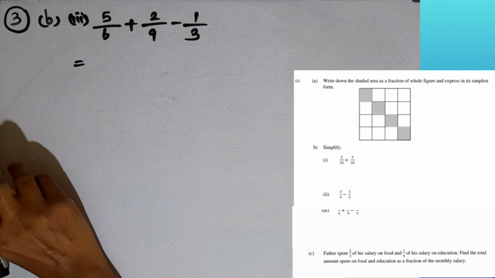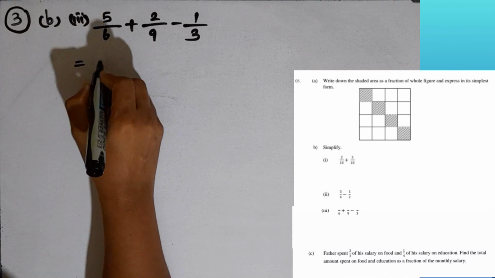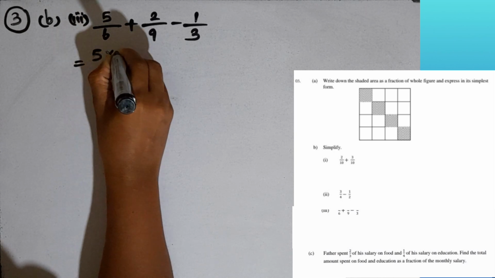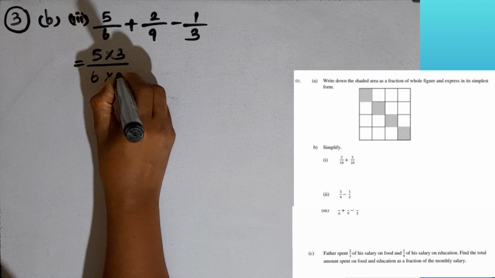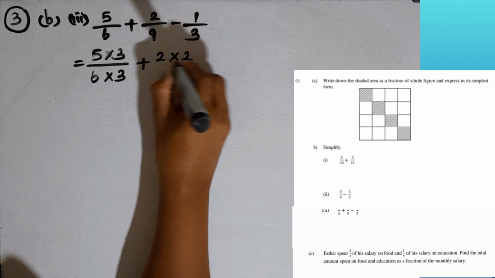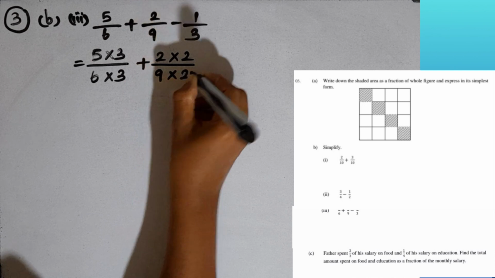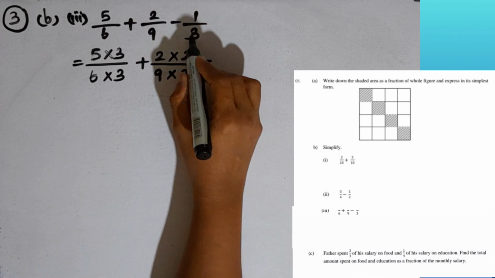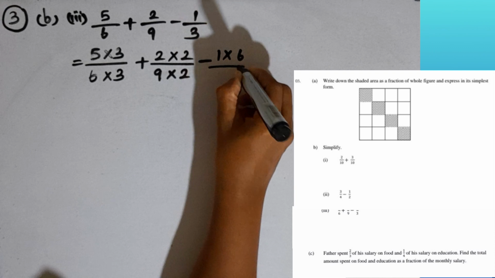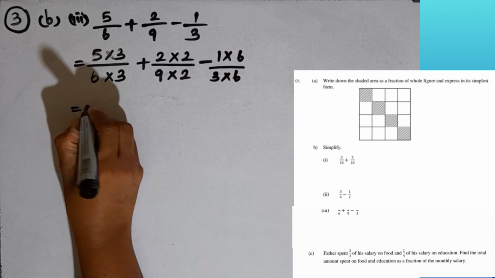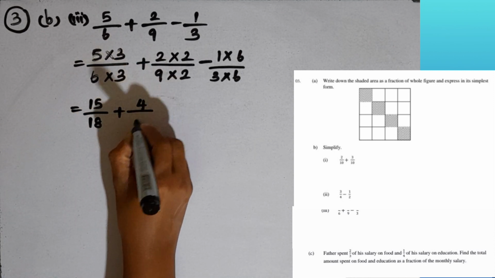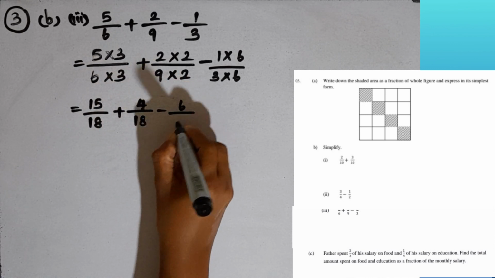The first fraction should be multiplied by 3 to obtain 18 here: 5 multiplied by 3 over 6 multiplied by 3, plus, then this fraction should be multiplied by 2: 2 multiplied by 2 over 9 multiplied by 2, minus, this should be multiplied by 6 because 3 times 6 is 18: 1 multiplied by 6 over 3 multiplied by 6. 5 times 3 is 15. 15 over 18 plus 4 over 18 minus 6 over 18.